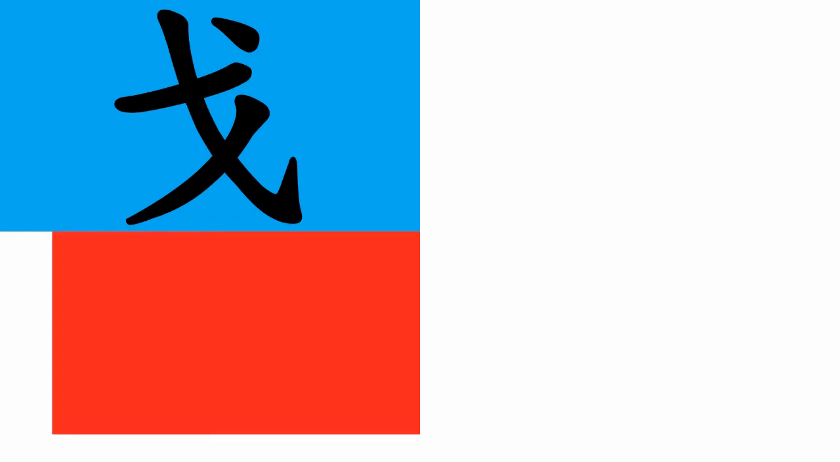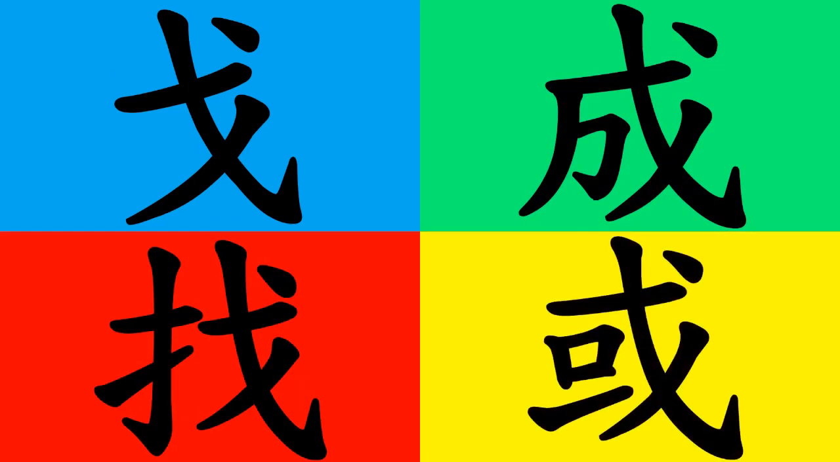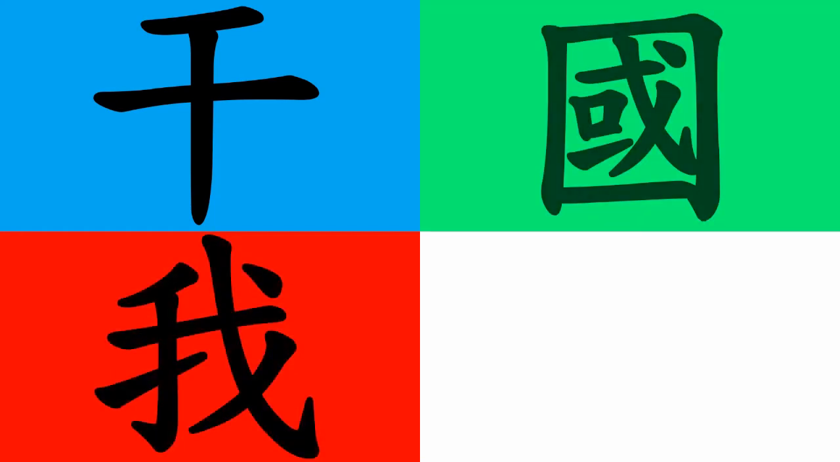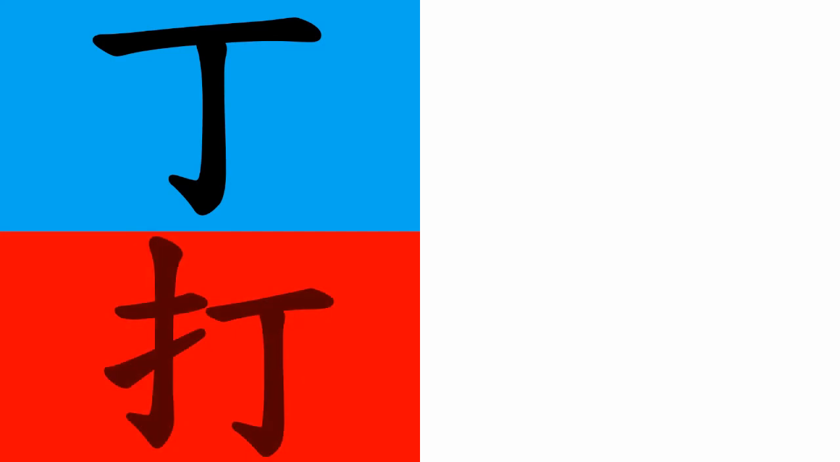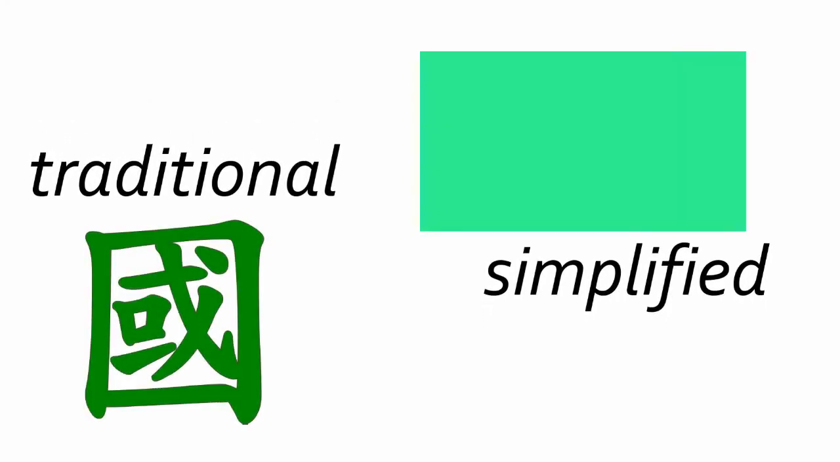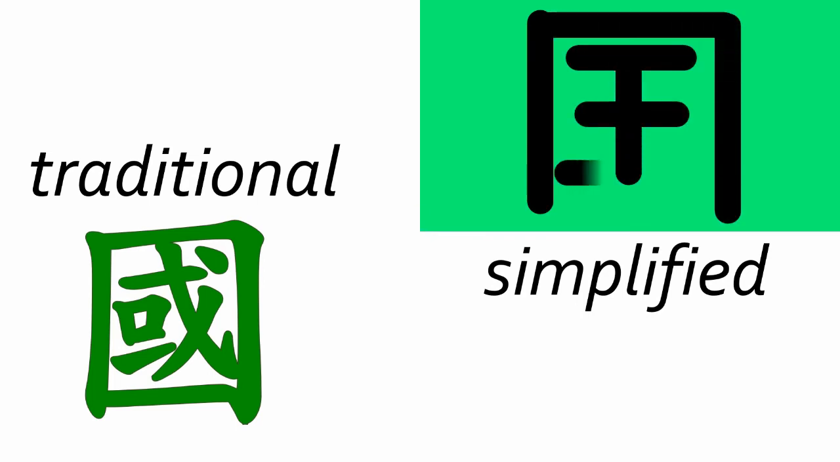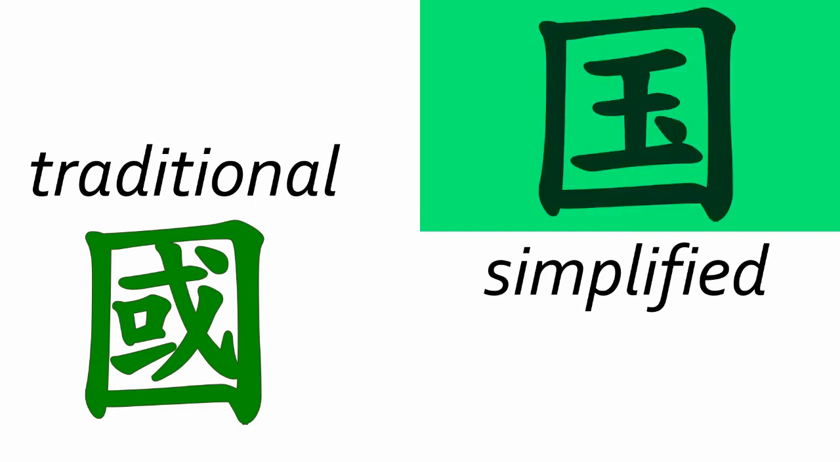Here is our color chart with today's 9 characters. 歌, 找, 成, 或, 干, 我, 国, 丁, and 打. So, what have we learned in today's lesson? 1. A combination spear plus battle axe, called a halberd, appears in many important Chinese characters. 2. A shield or a pestle, depending on viewpoint, is a three-stroke character pronounced gan. The shield, combined with halberd, is one expression meaning warfare. 干戈.